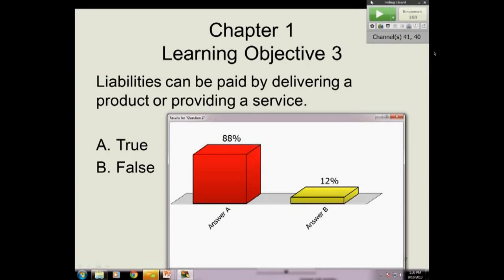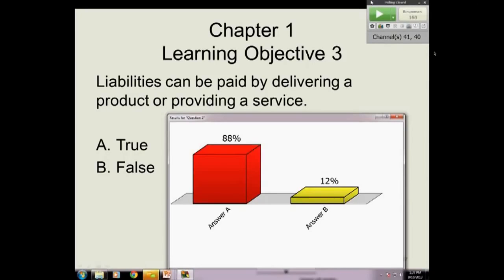Just explain the scenario. We define liability as something you owe. That's debt. Yeah, it's a debt, something you owe. So how are you paying it off with a product or service? What must have happened? Why would you owe someone service? All right, let me get someone different.